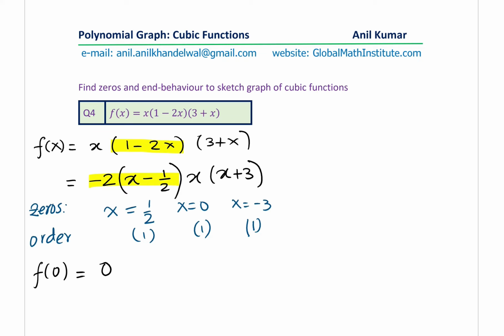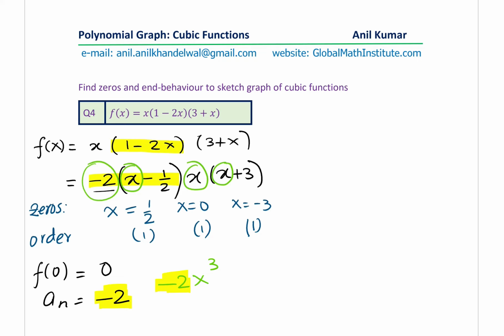Leading coefficient, an. The leading coefficient is what? When you multiply these x terms, you get minus 2. So minus 2 is your leading coefficient. What did we do? We multiplied minus 2, this x, the other x, and the third x. That gave us minus 2x cubed. So that is the leading term. The leading coefficient is the coefficient of x cubed, which is minus 2. Is that clear to you?